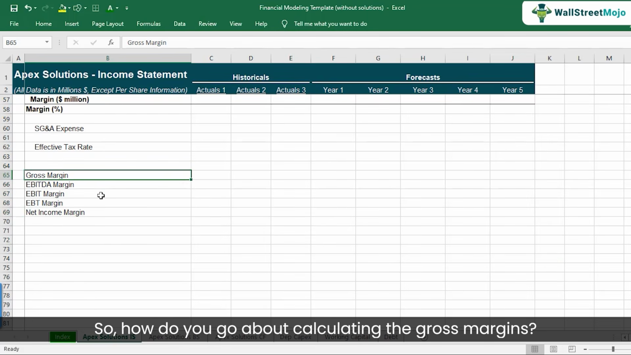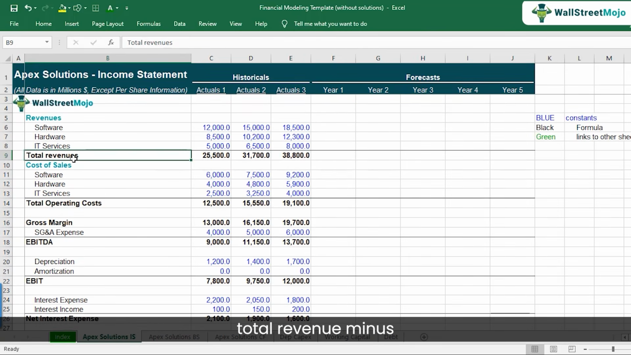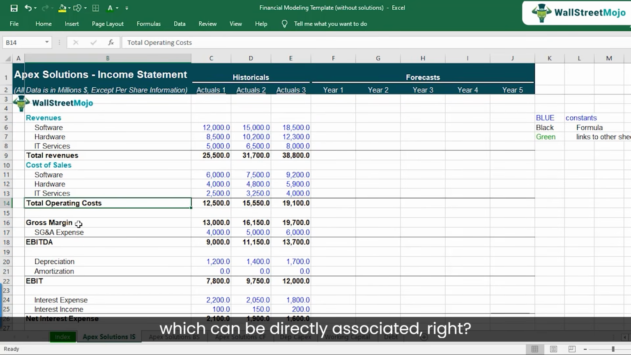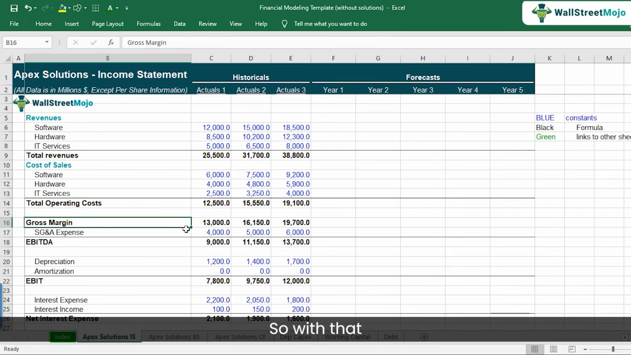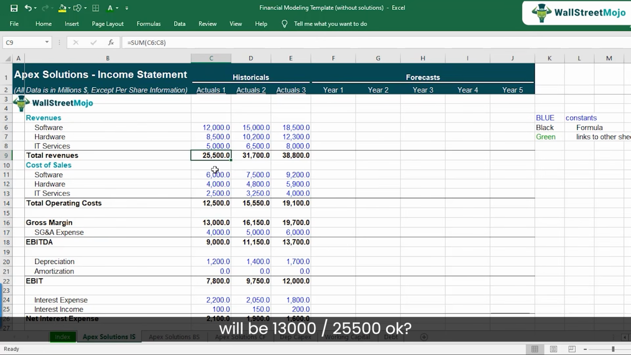So how do you go about calculating the gross margins? The gross margin is nothing but total revenue minus total operating cost which can be directly associated. With that, we have the gross margin in absolute amount. For actual one, we have $13,000 million. So the gross margin, when expressed in percentage, will be 13,000 divided by 25,500.